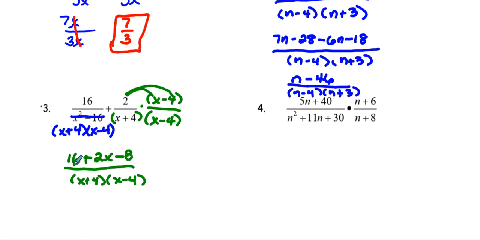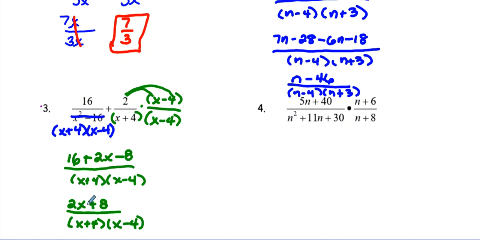Okay, next step, you want to combine like terms. So I have 16 minus 8, which is 8. So I have 2x plus 8 over x plus 4 times x minus 4.